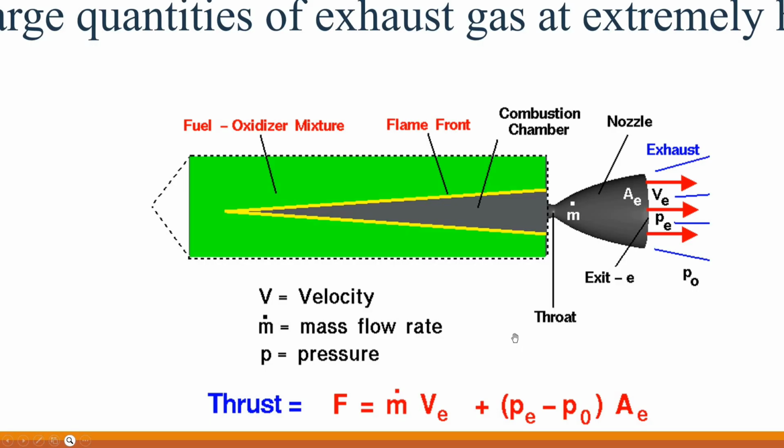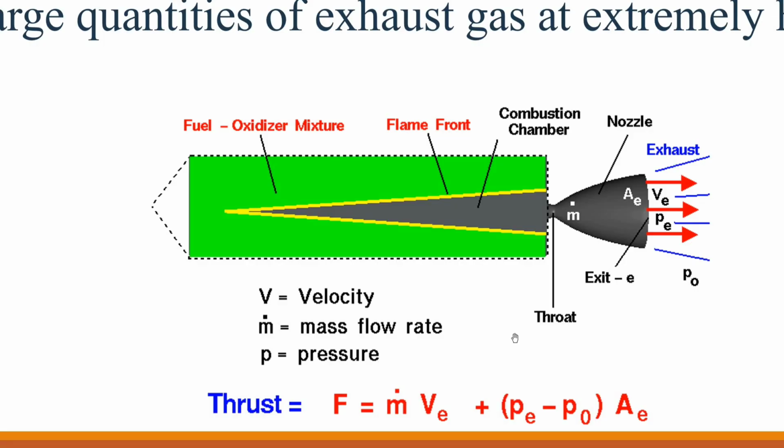Both for liquid and solid rockets, the thrust equation is the same. The only difference is the type of propellant used to generate the thrust. This equation shows that thrust comes from two sources. The first term represents the momentum of the exhaust gases leaving the engine. The second term accounts for the pressure difference between the nozzle exit and the surrounding environment.